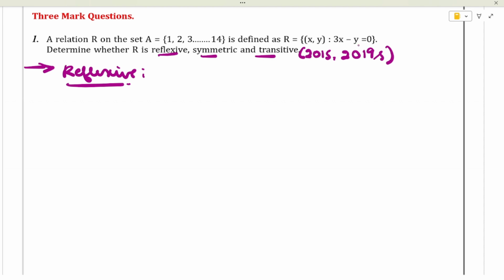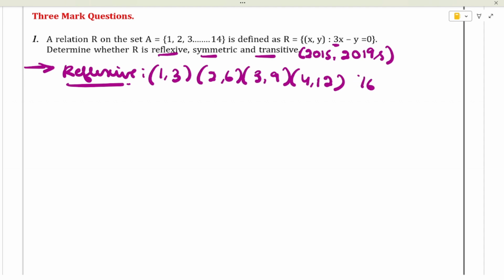3x minus y is equal to 0 means we can take the multiples of 3. If you put x is equal to 1, it will be 3, and the same way if you put 2, it will be 6. If you put 3, it will be 9. If you put 4, it will be 12. Next it will be 15, and 15 is not in this set, so we are not considering it. This is the set which they have given, and we have to consider this set.